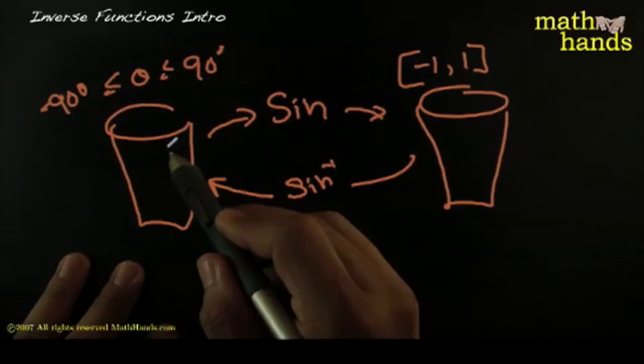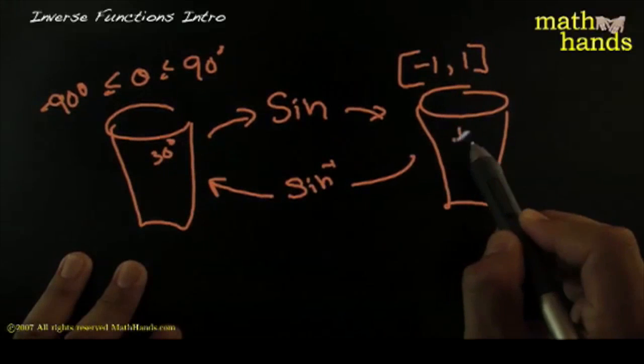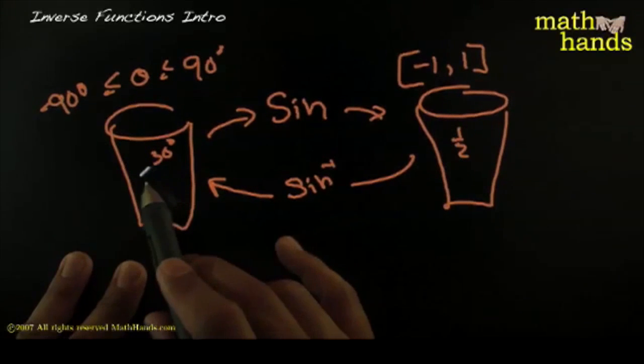And so, for example, if you go to 30 degrees, you take the ratio, it's 1/2, you take the sine inverse function, and it, of course, is 30.